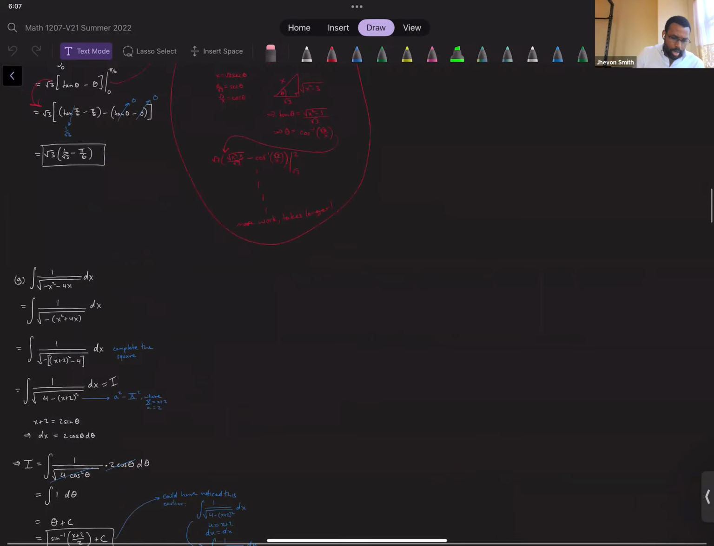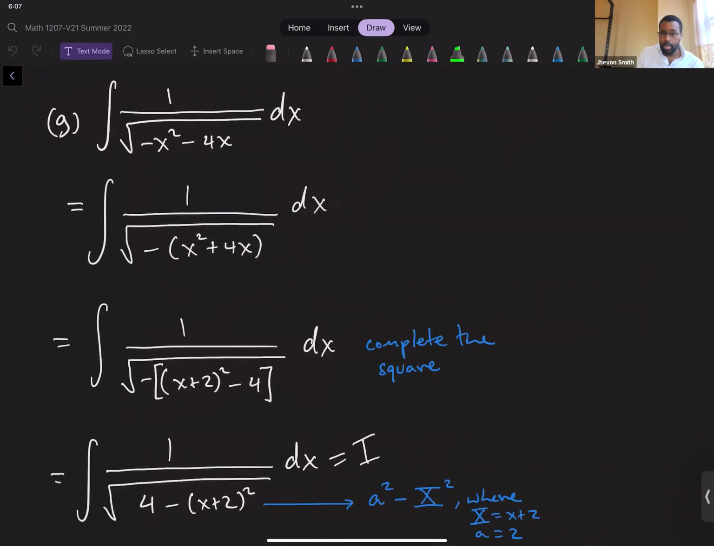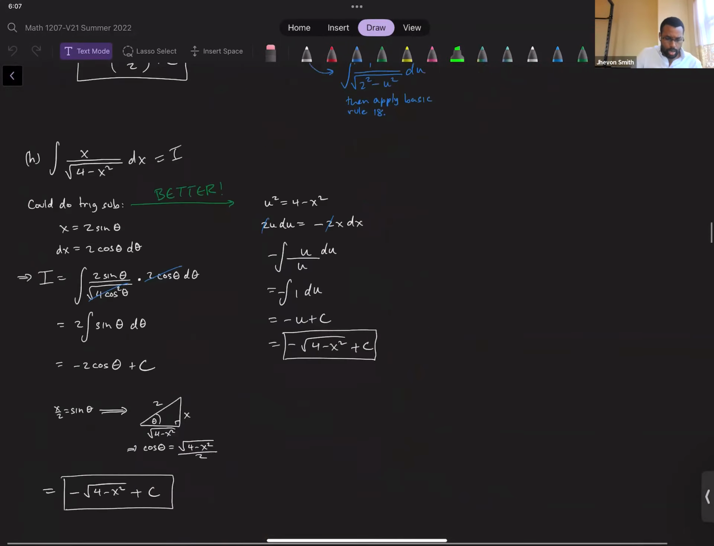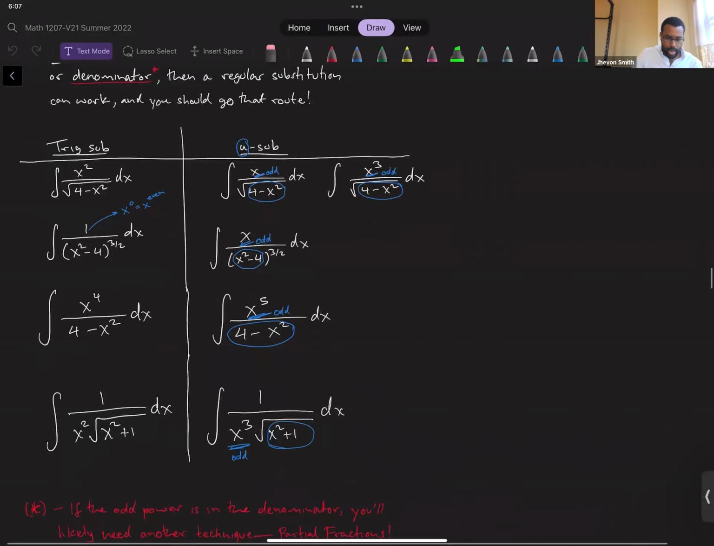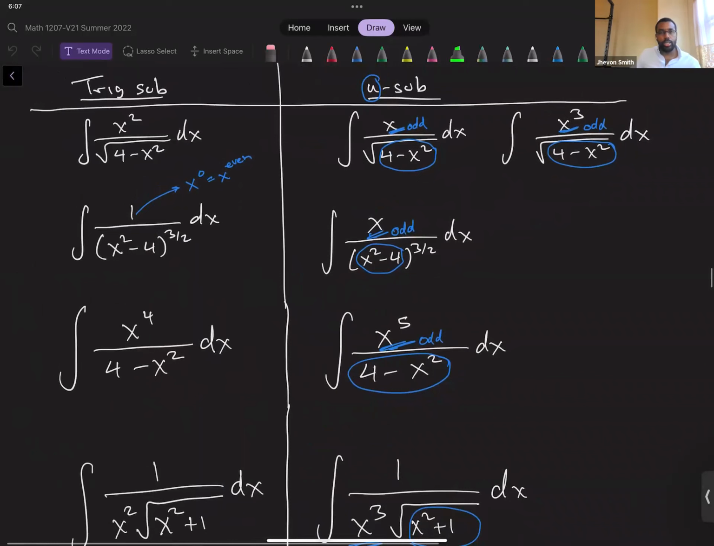Anyway, we did a bunch of examples on trig sub, and realize that sometimes completing the square is useful because, again, you need it in one of these 3 formats: an x squared minus an a squared, x squared plus an a squared, or a squared minus x squared. And we did a bunch of that. Then we spoke about when to use a trig sub versus not using a trig sub.